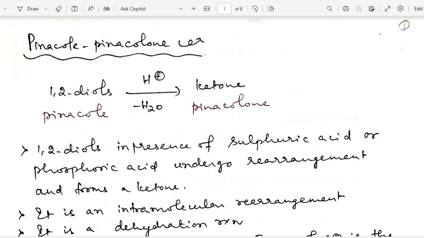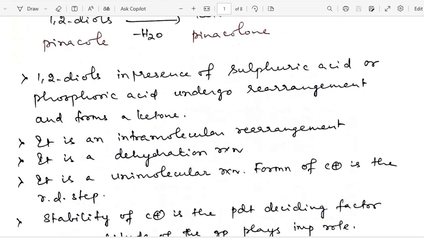Dehydration reaction will take place. It is an intramolecular rearrangement reaction and it is a dehydration reaction. There is a removal of a water molecule. It is a unimolecular reaction. Formation of carbonium ion is the rate determining step.